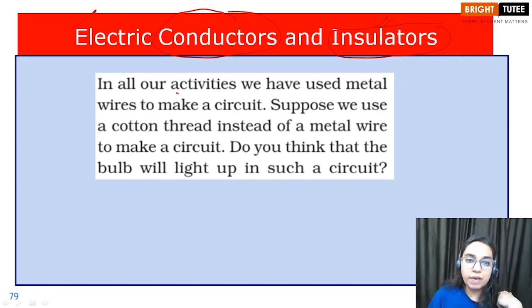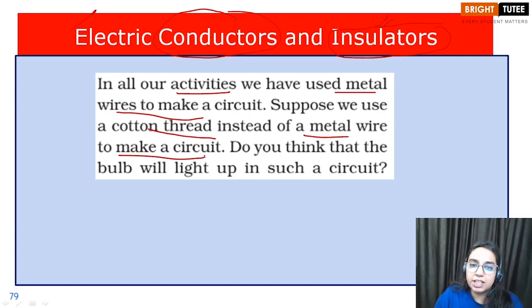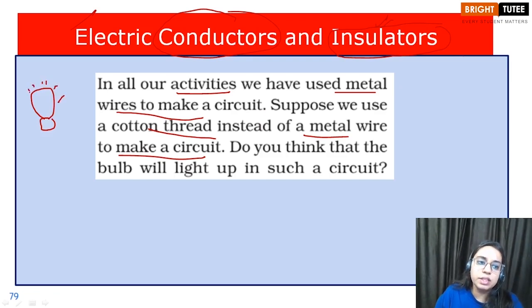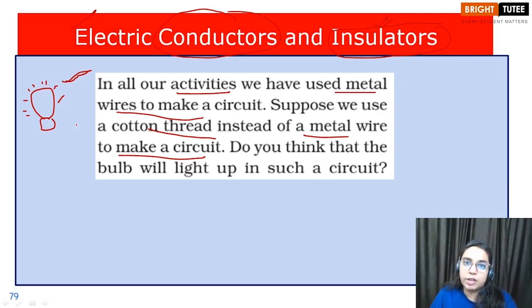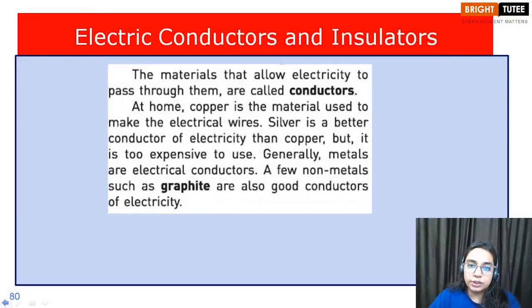So children, in our activities we have used metal wires to make the circuit, right? And suppose we used a cotton thread instead of metal wire to make a circuit. Do you think the circuit will be completed or the bulb will light up? No children, if we use cotton thread instead of the metal wire, the bulb will not glow. Why? Because cotton is not a conductor of electricity, right? We need some material which can conduct electricity, right? So let us now move ahead and continue this discussion.